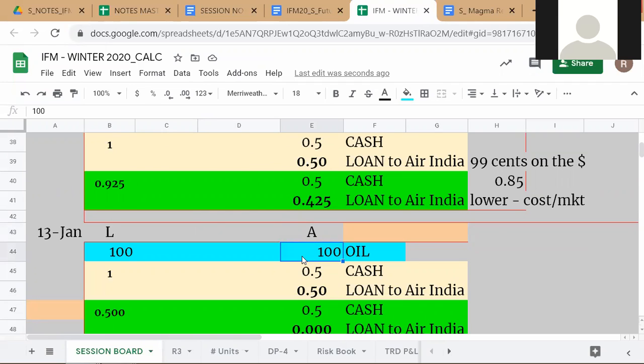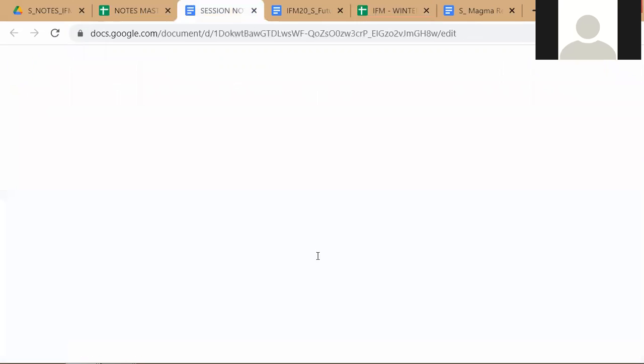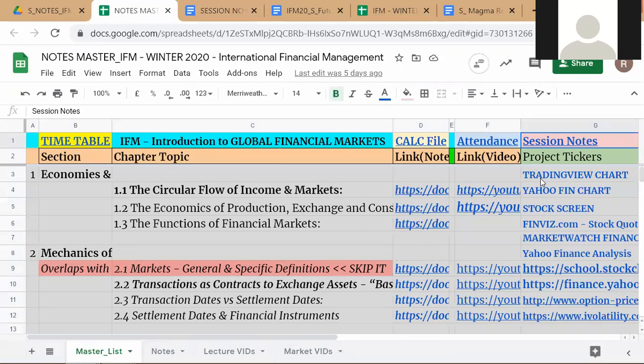Saudi Aramco did not decide to speculate on the oil price. If you want to speculate on the oil price, it is much better to just trade in oil futures. Okay, you have these.